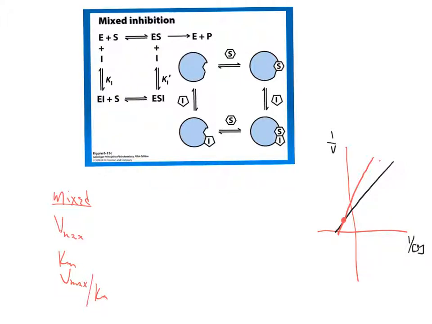And just like before, you can do negative 1 over Km. You can do your Vmax over Km. You can do your Vmax. All of them change, apparently. Because the only thing is that they intersect somewhere in this quadrant here. Okay.